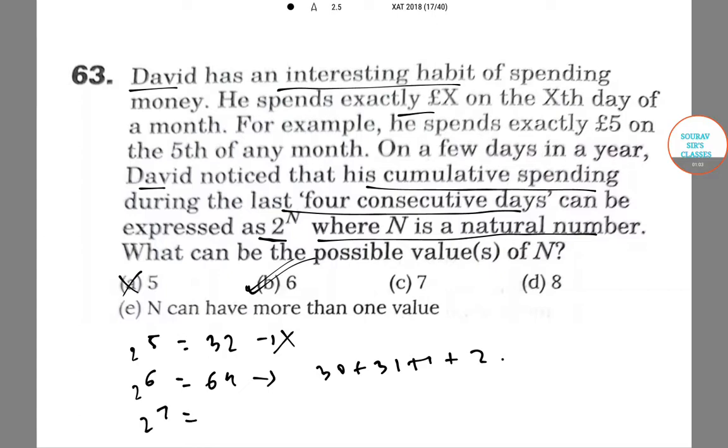Option C, 2 to the power 7 is 128, which is not possible. And option D, that is 2 to the power 8, this gives us 256. So this is again not possible. So C and D not possible. E, n can have more than one value. This is again not possible. So the correct option is option B.